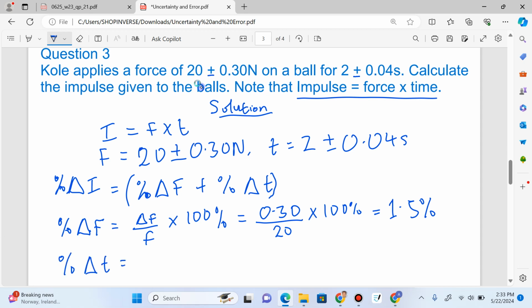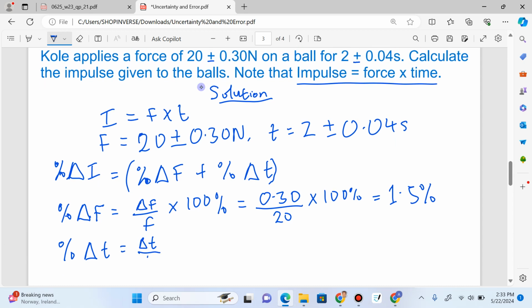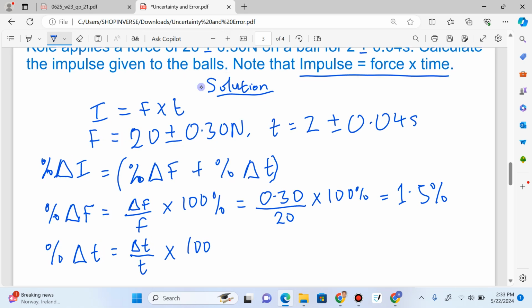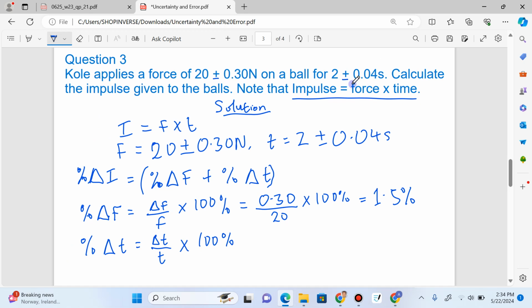What about the percentage uncertainty in time? Percentage uncertainty in time is the uncertainty in time divided by the absolute value of the time multiplied by 100%. So what is the uncertainty in the time? If you look at the question, the uncertainty in time is 0.04 seconds. So I have 0.04 divided by the absolute value of the time, which is 2, and then I multiply this by 100%. If I use my calculator to evaluate this, I will get 2%, or you can say 2.0%.